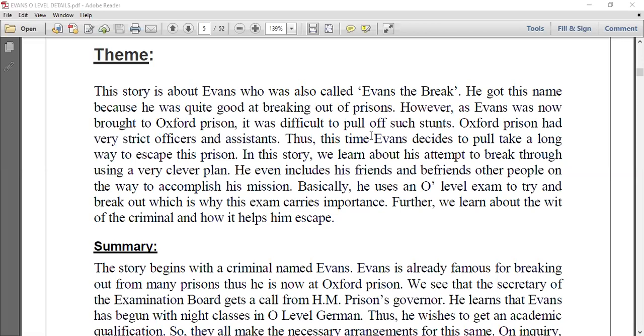So too many names we are also giving. He wants a break, and he got this name because he was quite good at breaking out of prisons. That's why thrice he escaped, so that he was also caught.